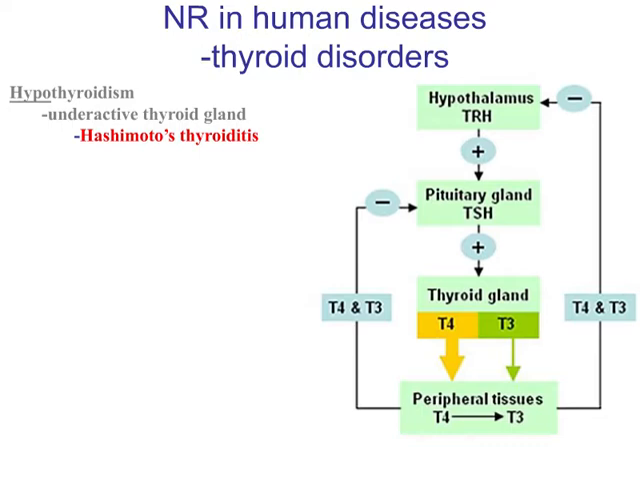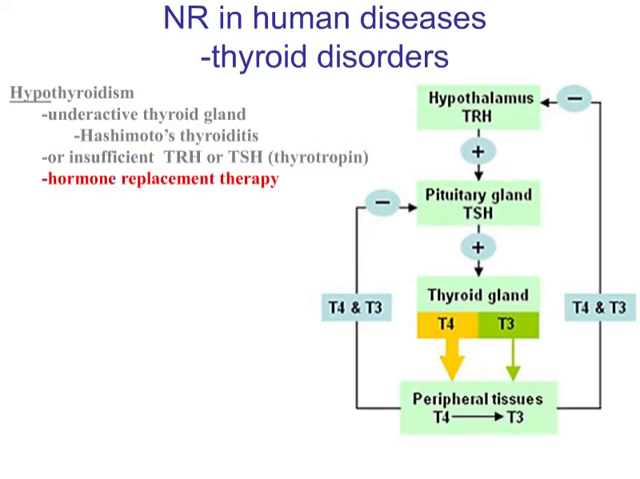The most common cause of hypothyroidism is Hashimoto's thyroiditis, which is an autoimmune condition causing destruction of the thyroid gland itself. Other less common causes of hypothyroidism occur at the level of the hypothalamus with diminished production of TRH or at the level of the pituitary gland with diminished release of TSH. In either case, treatment of hypothyroidism is accomplished with simple hormone replacement therapy involving oral administration of L-thyroxine.